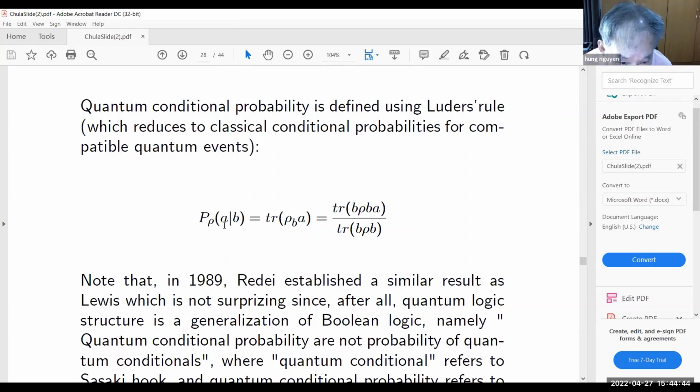But if A and B are not commutative, then what happens? It doesn't matter, because the probability of A given B is the same as the probability of A intersection B given B, and A intersection B is inside B. That means this equation is true in general, not only for commutative events but for all kinds of quantum events. So this is the so-called quantum conditional probability formula, and it comes out of the Luder rules.